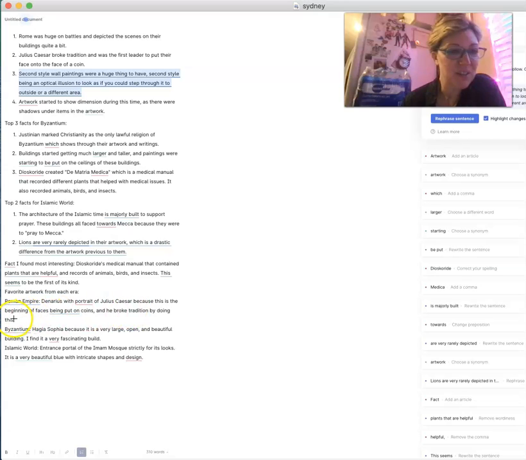Okay, very interesting. Oh, I can't believe no one else mentioned the Hagia Sophia. It's incredible, and the stories behind it, wow. Okay, I want you to say something more about that it's beautiful. I like that you say it has intricate shapes and design. That does help. Now I know a little bit more about why you liked what you liked.